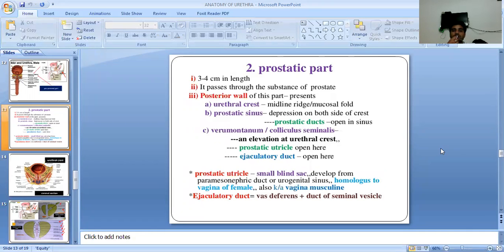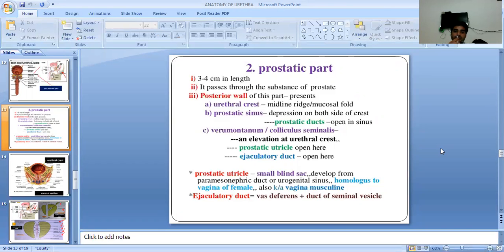The posterior wall of this part presents the urethral crest and prostatic sinus, and the verumontanum, which is called colliculus seminalis. The urethral crest is a midline mucosal fold. The prostatic sinus is a depression on both sides of the crest. Prostatic ducts open in the sinus. The elevation of the urethral crest is the colliculus seminalis. The prostatic utricle opens here.